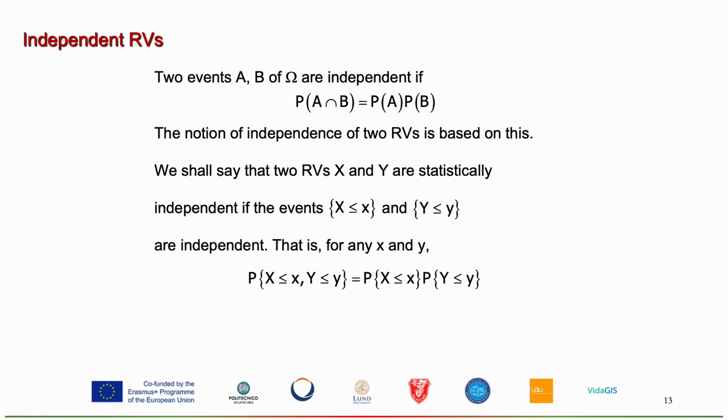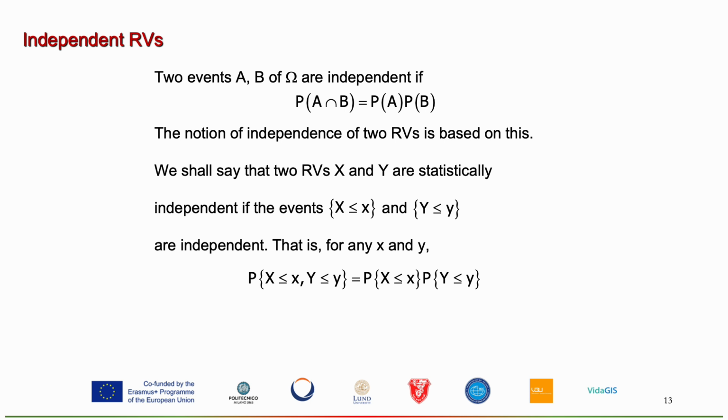Let's go back now to the definition of independent events in general probability theory, and let's look at how this concept propagates to random variables. If you remember, two events A and B are said to be independent when the probability of the intersection of A and B is equal to the probability of A multiplied by the probability of B. This is the general idea of independence.